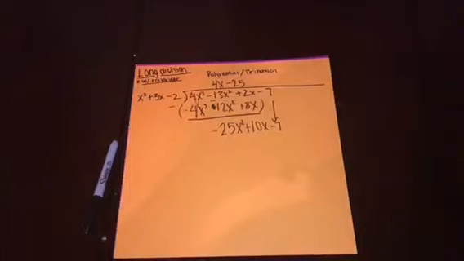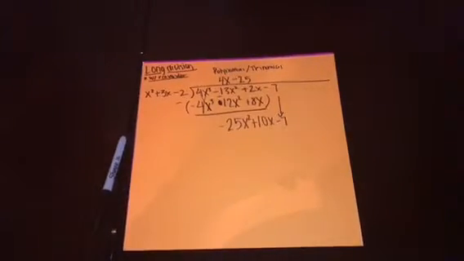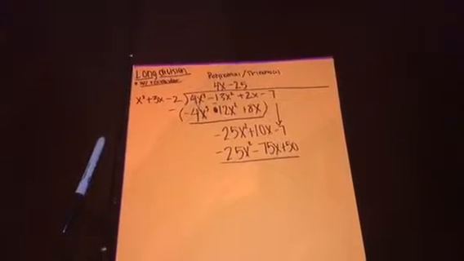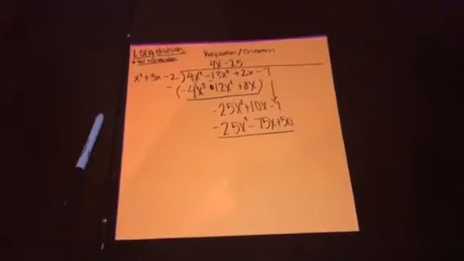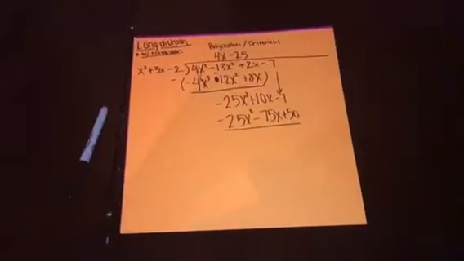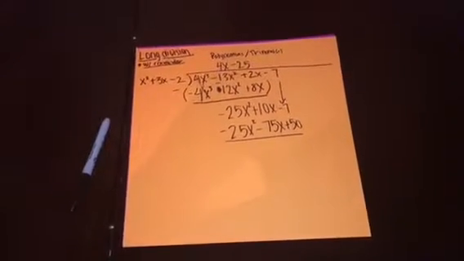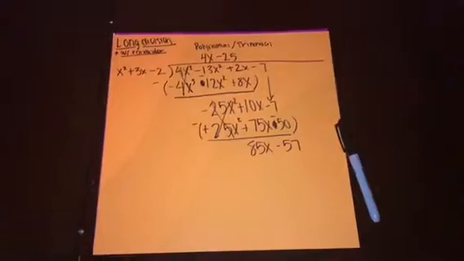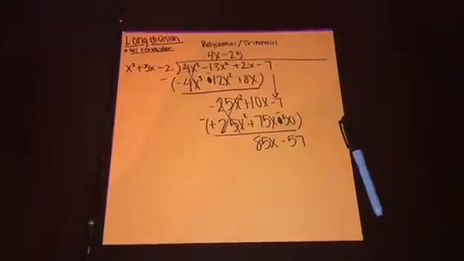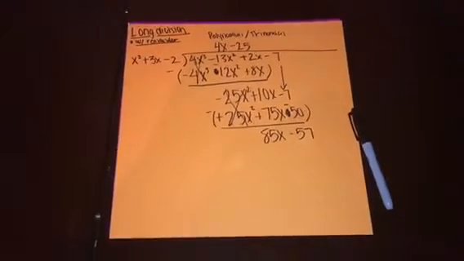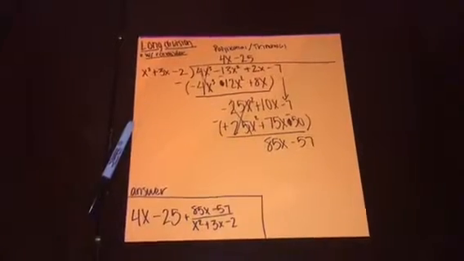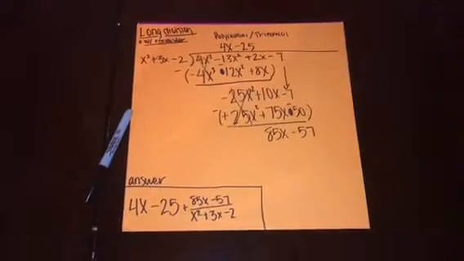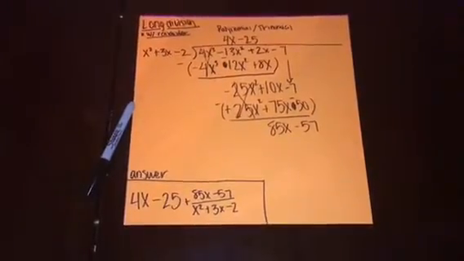Next, you divide negative 25x squared by x squared and get negative 25. After that, you multiply negative 25 by your dividend to get negative 25x squared minus 75x plus 50, and you subtract. After subtracting, your remainder should be 85x minus 57, and your answer will be 4x minus 25, with a remainder of 85x minus 57 over x squared plus 3x minus 2.